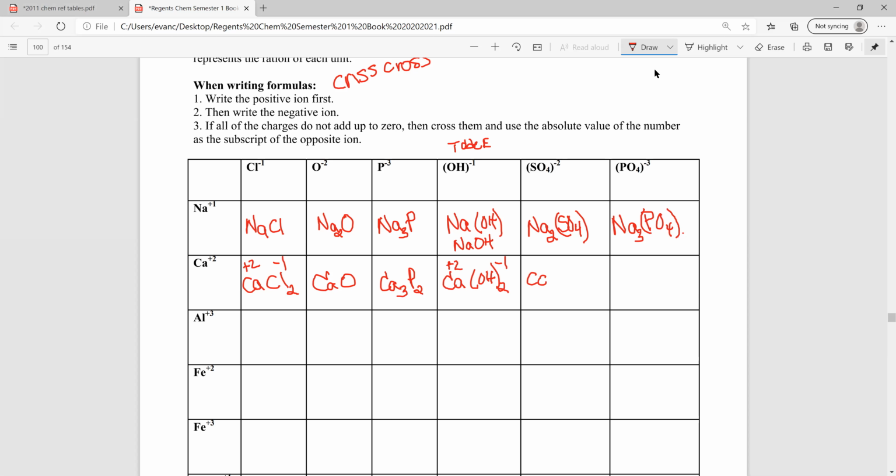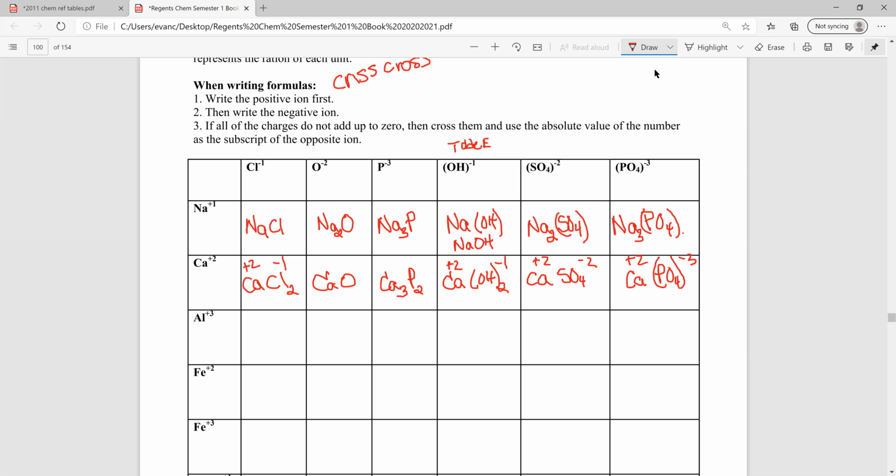In my next one, I have calcium, which is a +2. And then I have my sulfate, which is a -2. And since the charges are equal, no need to crisscross because it's already balanced. I have my calcium, which is again a +2. And now in this case, I've got the phosphate, which is a -3. The whole thing is a -3.